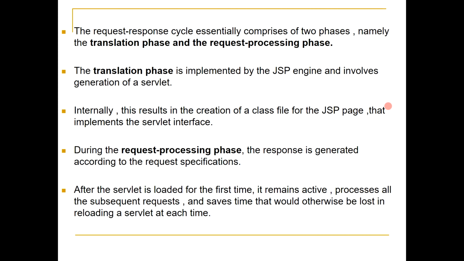Okay, so the request response cycle essentially comprises two phases. First one is the translation phase and the other one is the request processing phase. The translation phase is implemented by the JSP engine and involves the generation of the servlet. Basically, in the translation phase, a JSP page is converted to a servlet. Internally, this results in the creation of a class file for the JSP page that implements the servlet interface. During the request processing phase, the response is generated according to the request specifications.